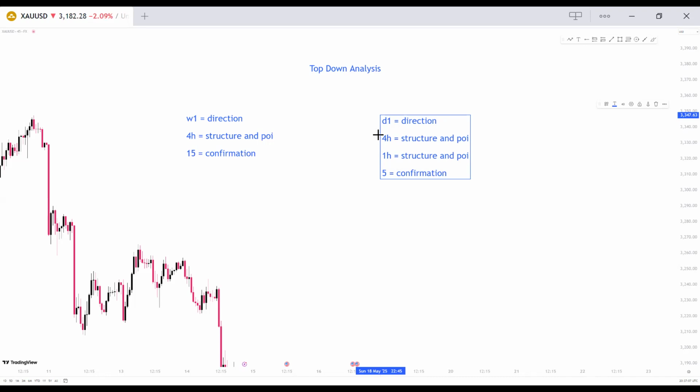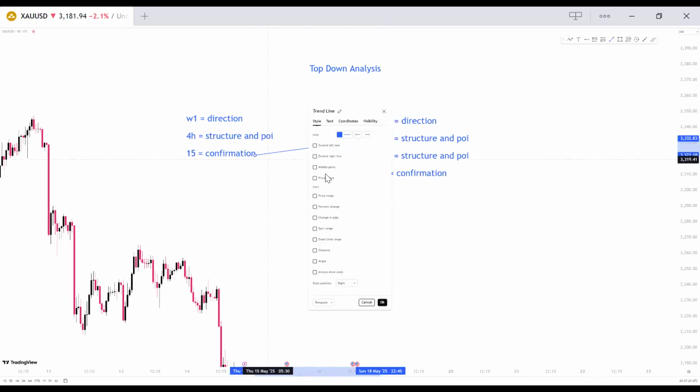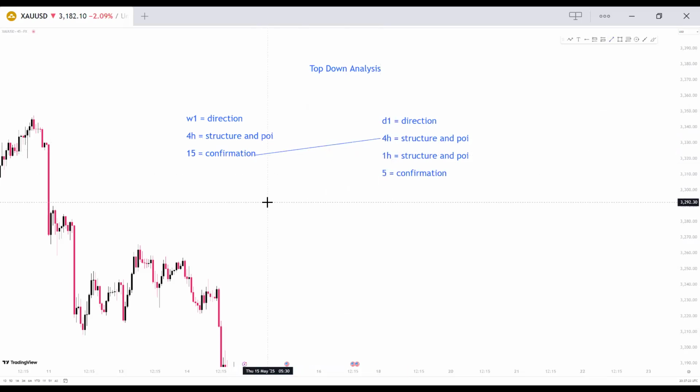But when you have 4 hours time frame, your 4 hours must surely go with 15 minutes confirmation. This is how it works. These 4 hours and 15 minutes, they work together. So that's one thing you should know. Then 1 hour and 5 minutes, they work together.